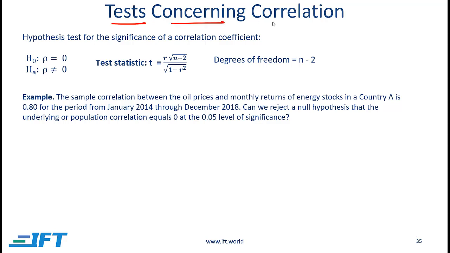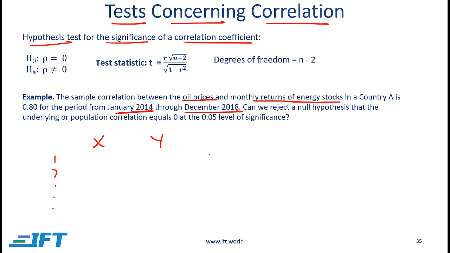Moving now to tests concerning correlation, there is a hypothesis test for the significance of a correlation coefficient. Now, the idea here is that we have two variables. Let's say our two variables are oil prices and monthly returns of energy stocks. So let's say oil prices are represented by X and the monthly returns of energy stocks are represented by Y. And then we have 60 data points because we have data from the period January 2014 through December 2018. This means that we have 60 months of data.